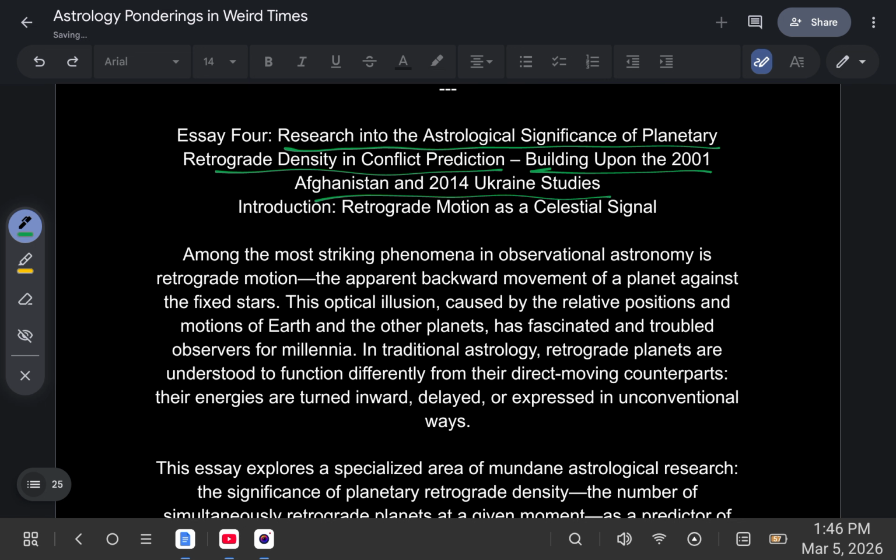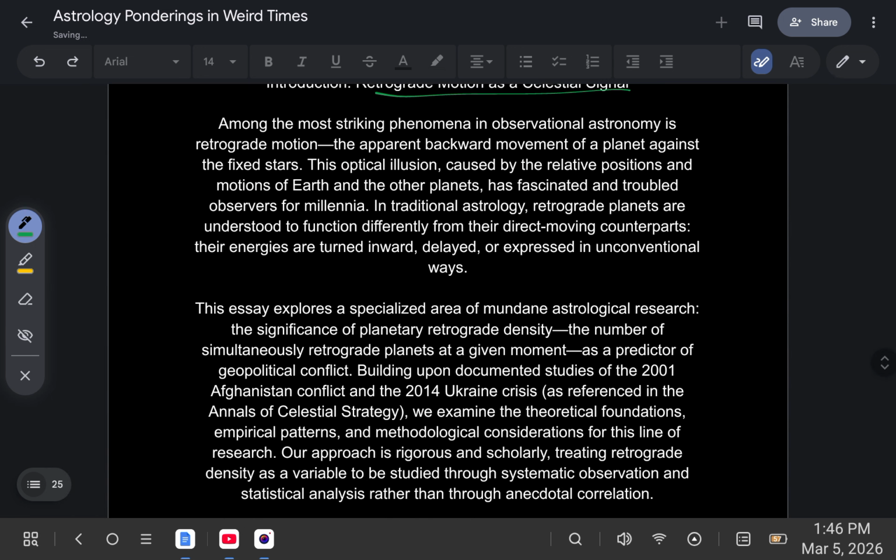We're going to begin with retrograde motion as a celestial signal. Among the most striking phenomena in observational astronomy is retrograde motion, the apparent backward movement of a planet against the fixed stars. This optical illusion caused by the relative positions and motions of Earth and the other planets has fascinated and troubled observers for millennia.